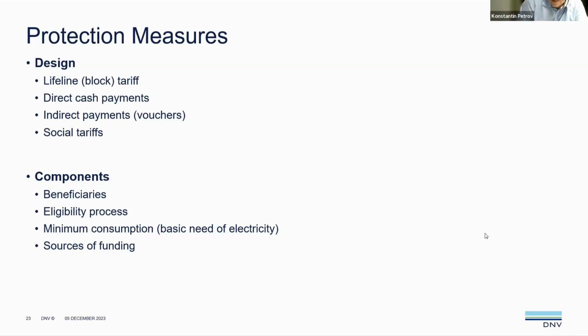If it's outside of the tariff, that's okay. Then we don't have issues with the tariff policy. But of course, the government should ensure that there is sufficient money in the public budget to fund such protection schemes or protection measures for the consumers. So that was the last slide.